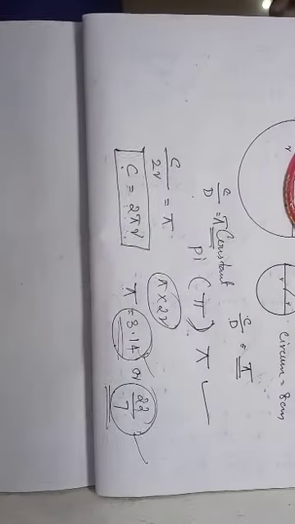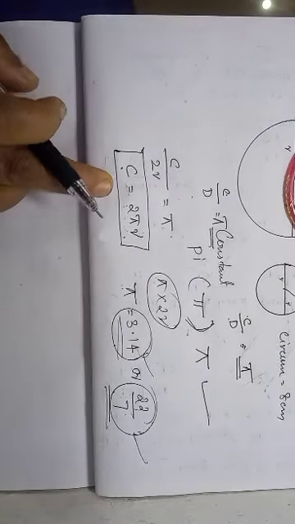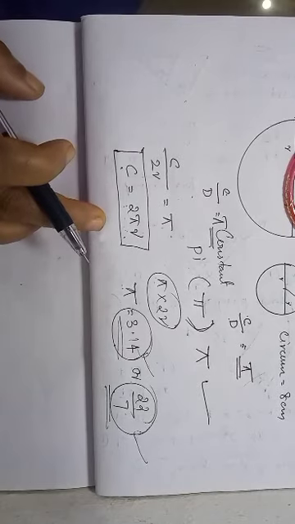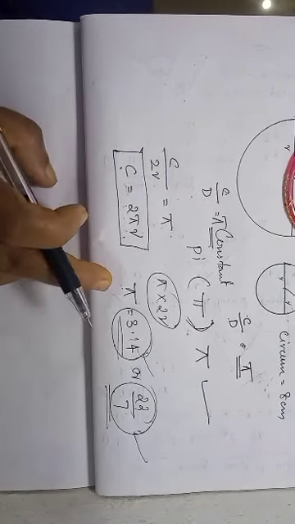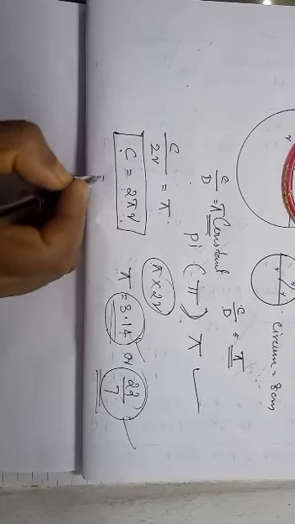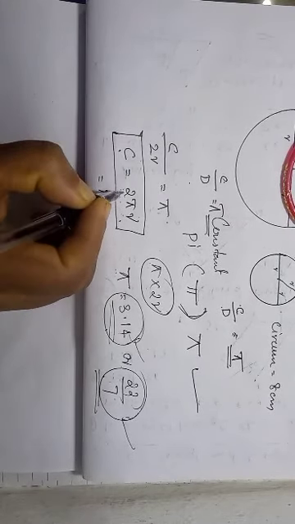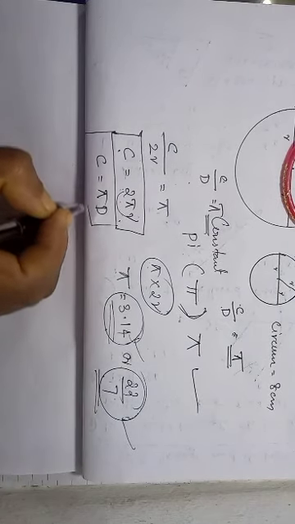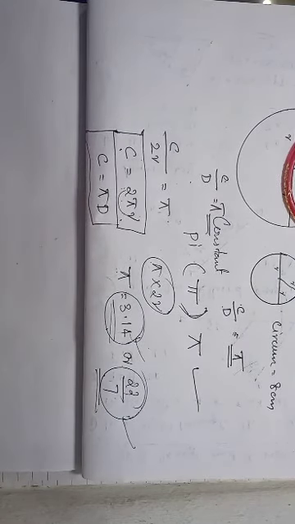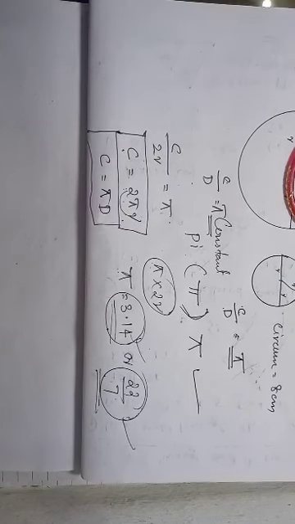Clear? So, study the equation by heart. Circumference of any circle is 2 pi r, 2 into pi into r. Or we can say that pi into d, because 2 into r is diameter. Circumference is equal to pi into diameter. Okay. This is the equation to find the circumference of a circle.